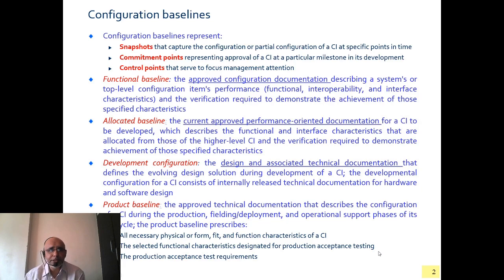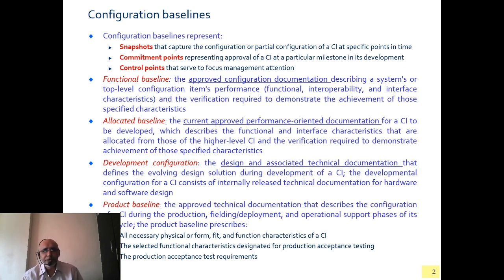Going next, what makes up these baselines? Snapshots or commitment points or control points. Snapshots, they capture the configuration or partial configuration of CI at specific points in time. Commitment points representing approval. We are stretching out to the approval. That is commitment in the particular milestone. And control points that serve to focus management attention. Right? We have achieved this and we are agreeing to this so that you can release it.